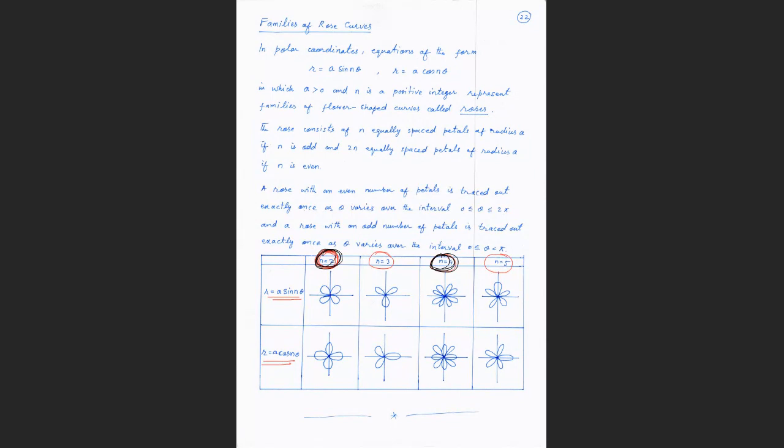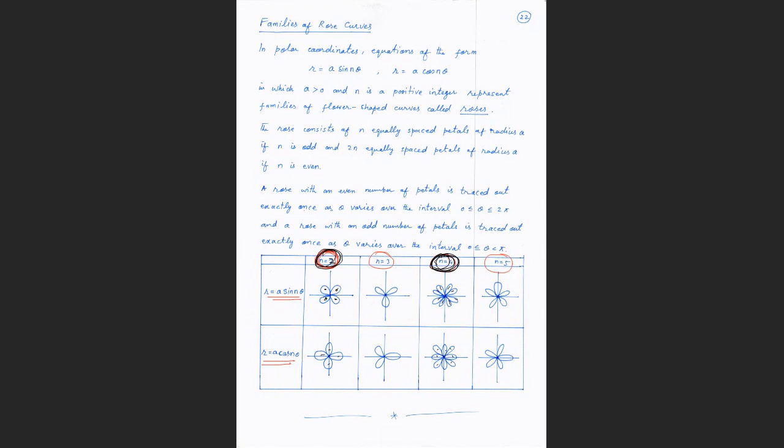This is n equal to 2, double means 4, so the petals will be 1, 2, 3 and 4. When n is equal to 4, the double rose petals will be 8: 1, 2, 3, 4, 5, 6, 7, 8. Similarly for the cosine, 1, 2, 3, 4, 1, 2, 3, 4, 5, 6, 7, 8. Now there are 8 petals.